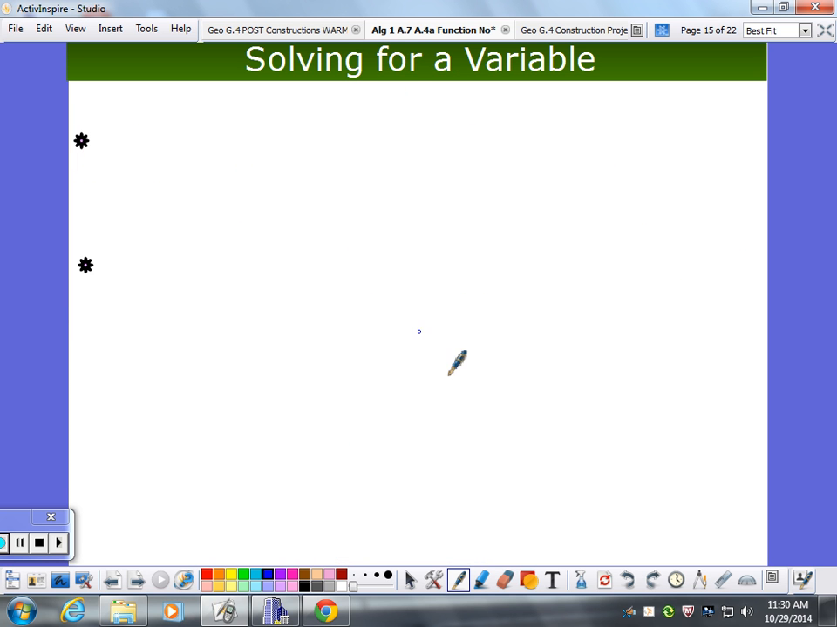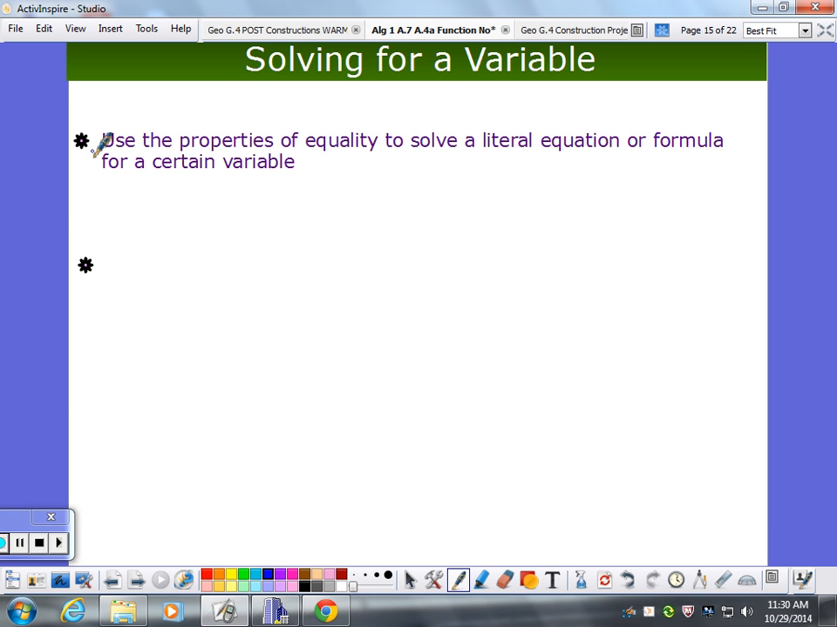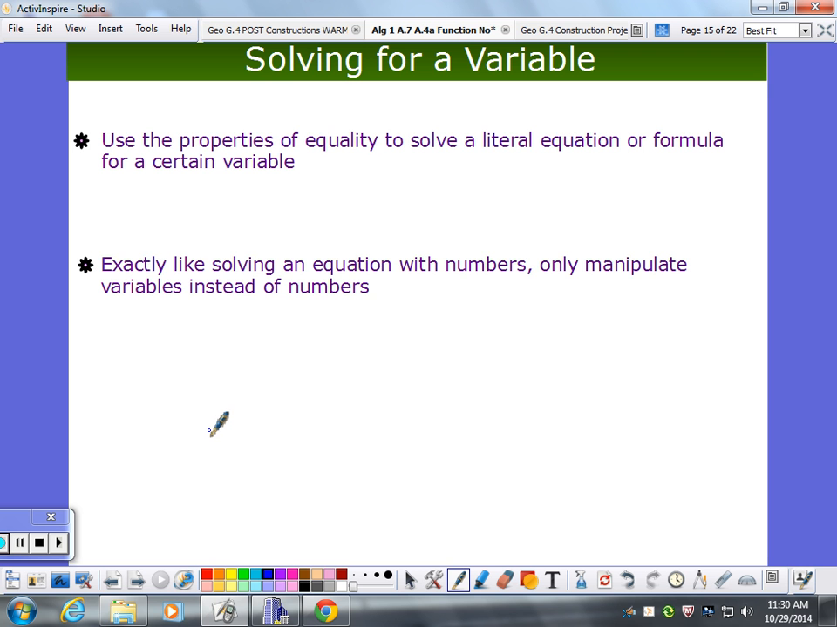Okay? Solving for a variable is mathematics. If you get equation solving, this will not be difficult. If you've been faking your way through equation solving, you're going to learn equation solving now, because we use the property of equality. It's just like solving equations with numbers, except there are variables there.